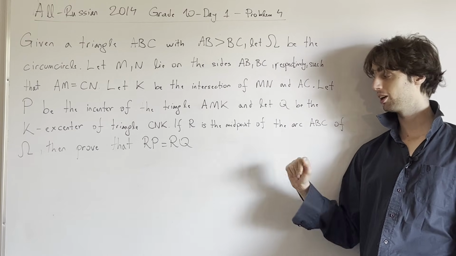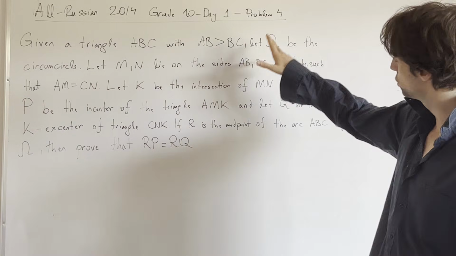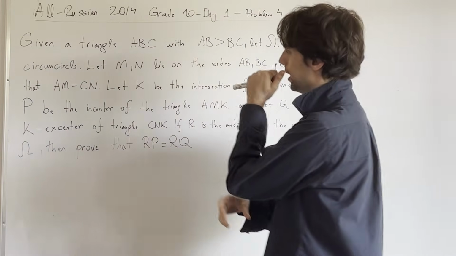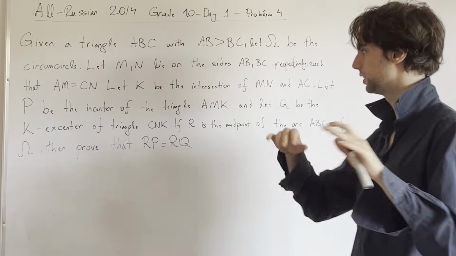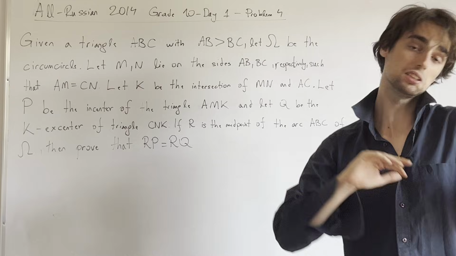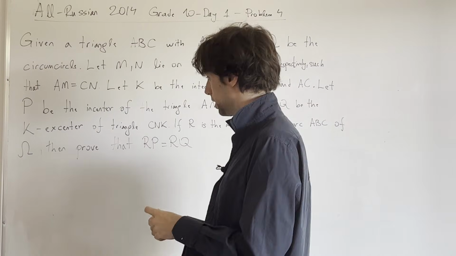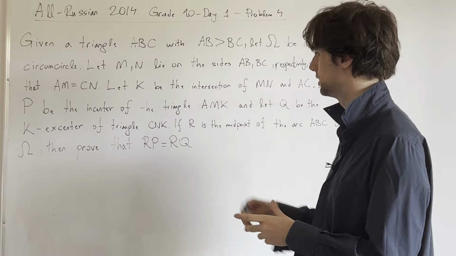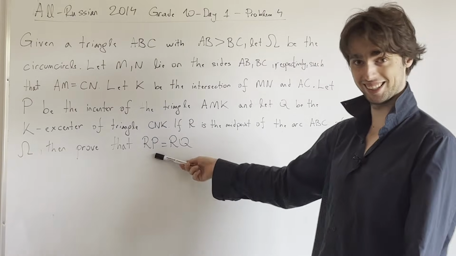So, what do we have here? We have a geometry problem. B seems to go on top here, and we're going to have these M and N, AM, CN, great. We intersect MN with AC. Decently standard, nothing too big. And then the in-center and the ex-center, that's P, that's Q. Midpoint of, oh, look at that.